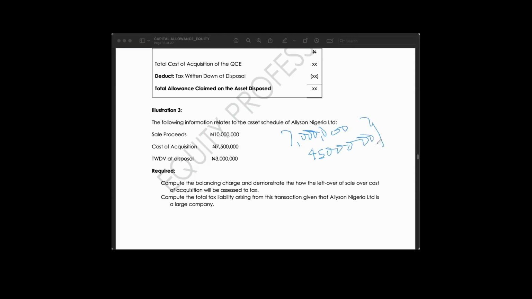So we are saying that we should charge this to tax rather than this. So what will happen to the leftover? That is what the question is asking you. That is the difference between this and this. How much is that value?